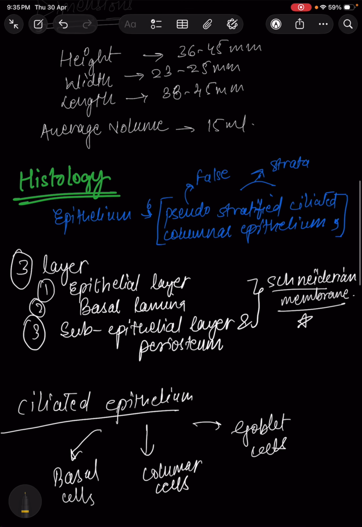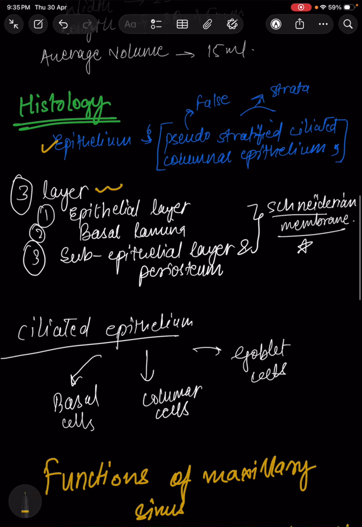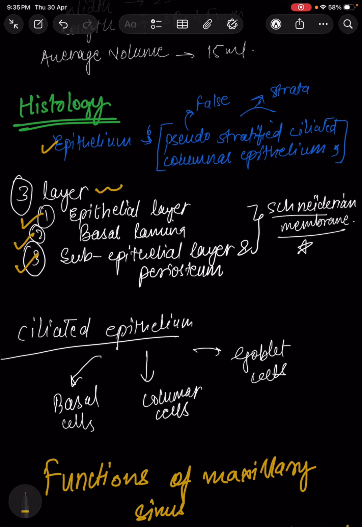Now if we talk about the histology, the epithelium is pseudostratified ciliated columnar epithelium. Breaking the term, pseudo means false, stratified means strata, so it will appear as strata but it is not actually stratified. Ciliated means finger-like projections. There are a total of 3 layers: the epithelial layer, the basal layer, and the subepithelial layer and periosteum. Combined, these are known as the Schneiderian membrane. This is very important.